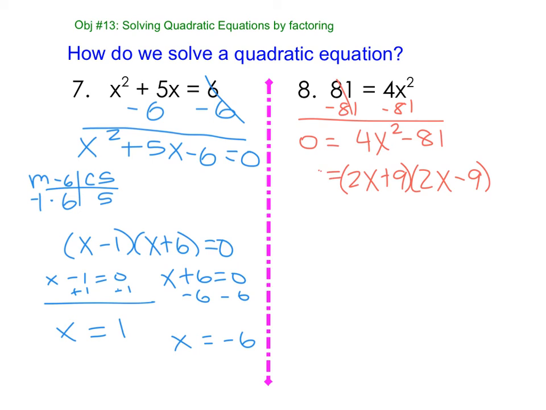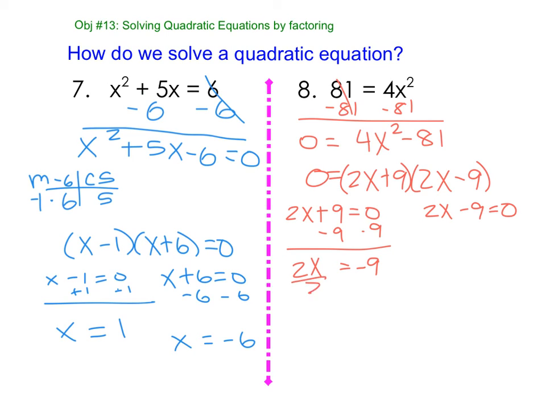Now we're going to set each of those equal to 0. So now, unlike all the other ones we've done today, these are two-step equations. What's the first step to solve for x? We always do our adding and subtracting first. So I'm going to minus 9. 2x equals negative 9. And then what do we do to get x by itself? Divide by 2. So remember, adding and subtracting first. Then we divide. So negative 9 over 2.